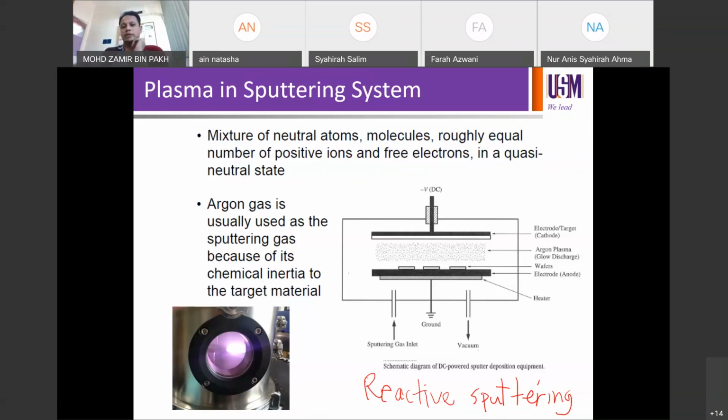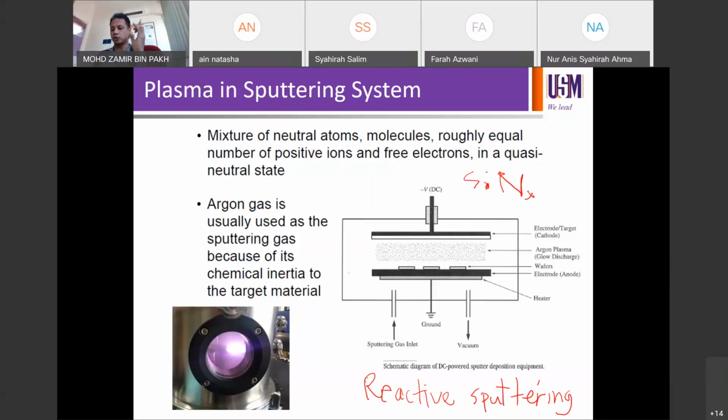Let me pick a better example to give you the idea. For example, you want to deposit silicon nitride. You can deposit silicon nitride by default using a silicon nitride target in a sputtering process. For example, you use RF sputtering. Then you sputter silicon nitride from your target to be deposited on your silicon. Done. That will be the default way to do that.